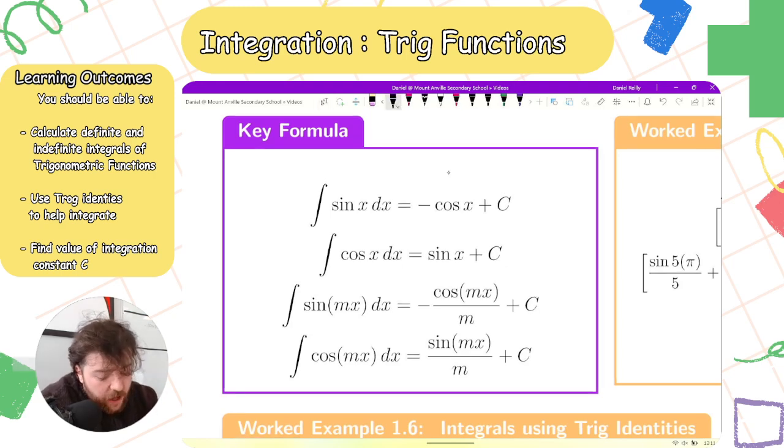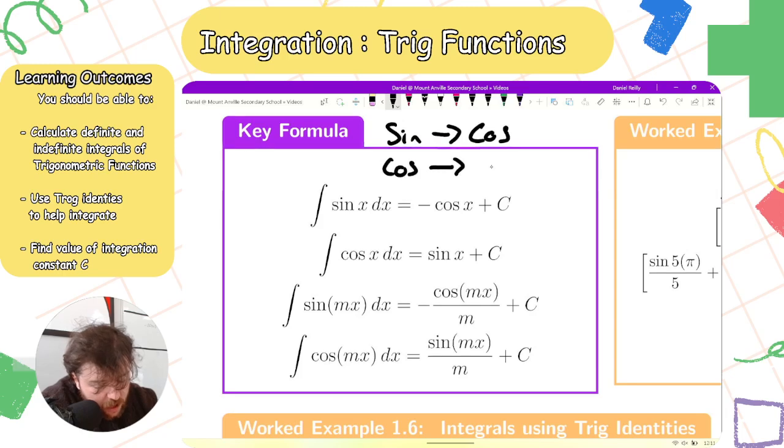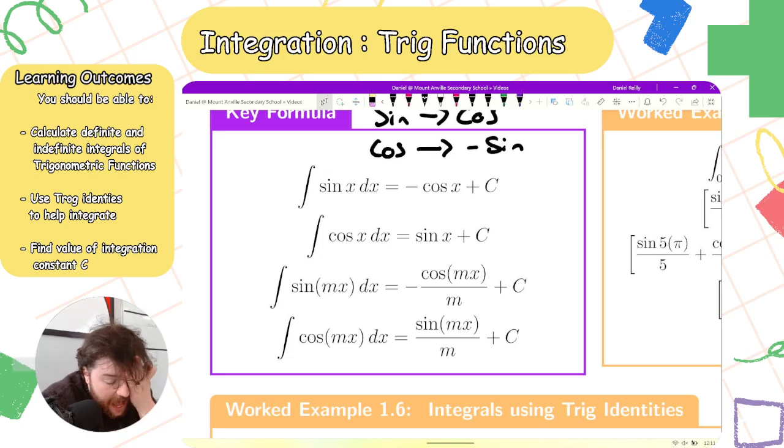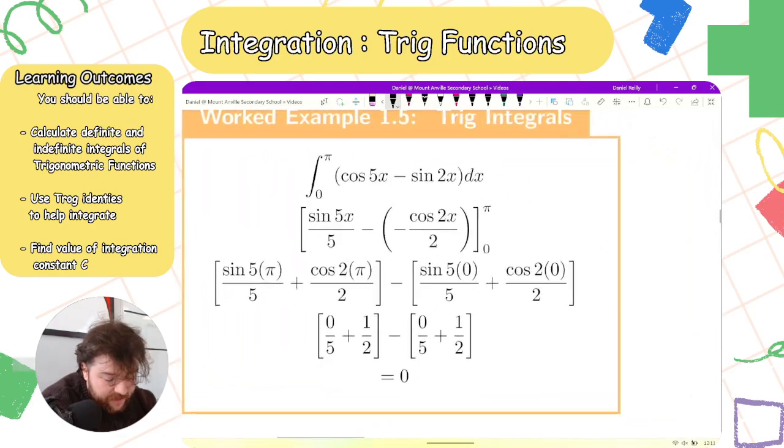What we know is sine goes to cosine when we differentiate, and cosine goes to minus sine when we differentiate. So when we're integrating, sine is going to go to minus cosine, and cosine is just going to go to sine. Then you divide by the derivative of the angle, so make sure you do that. Let's have a look here.